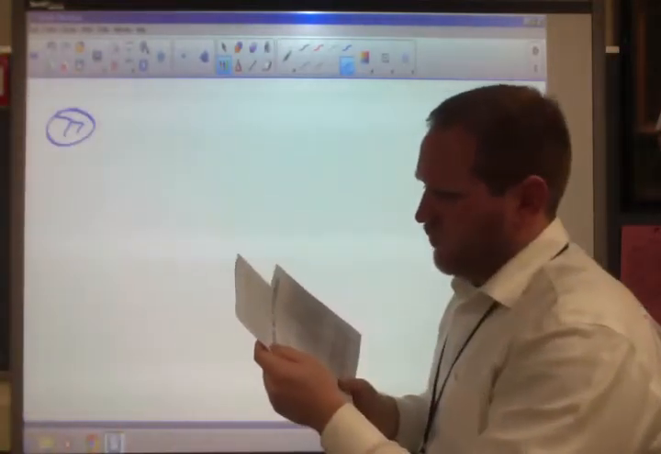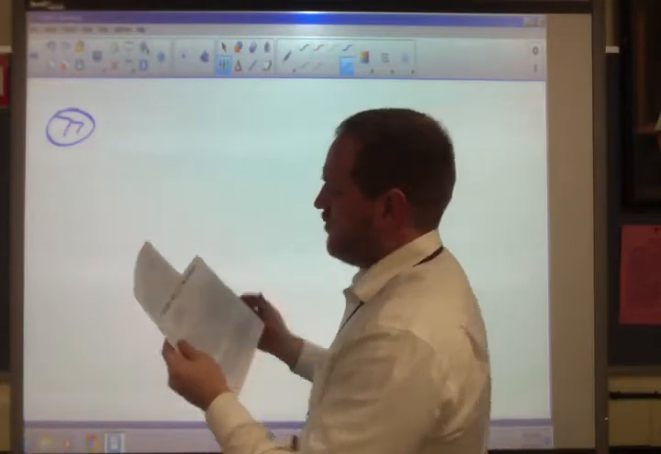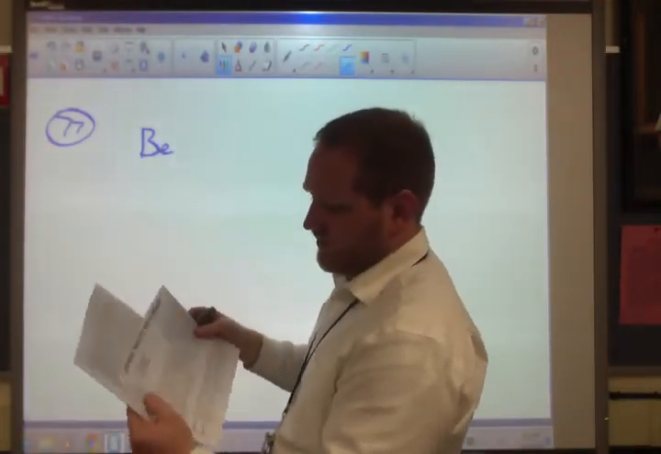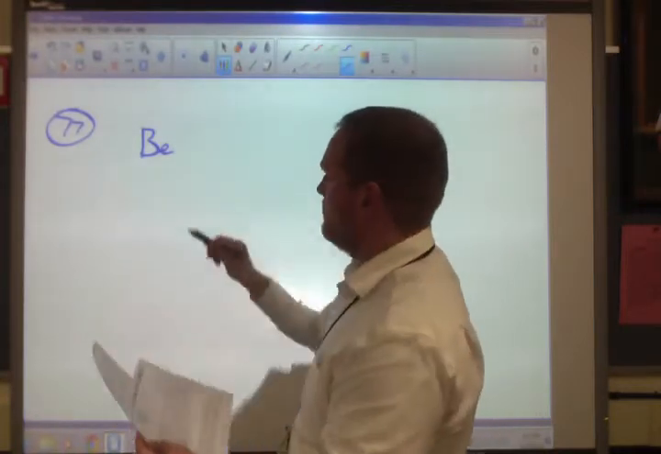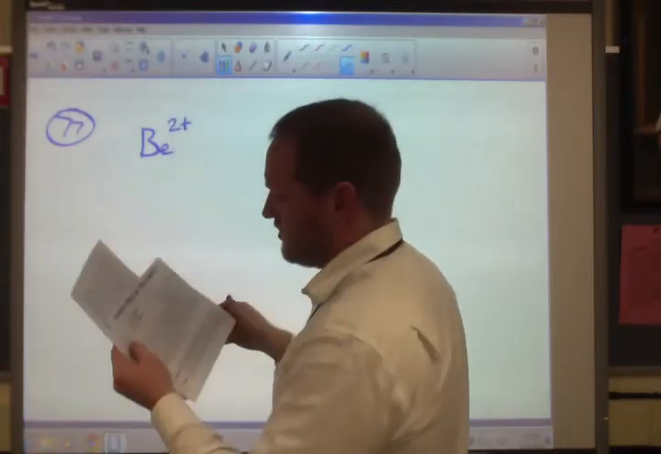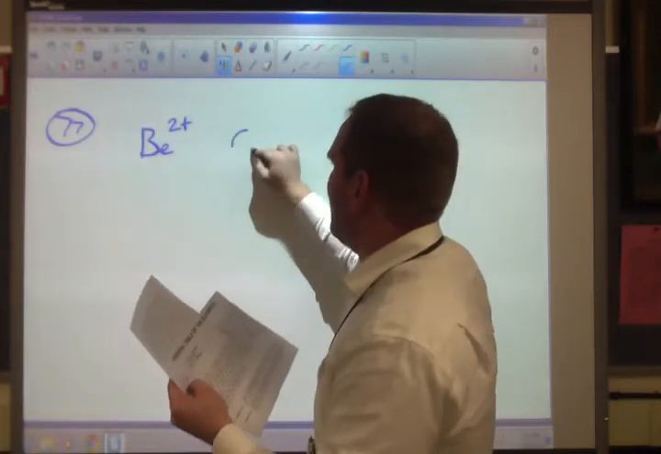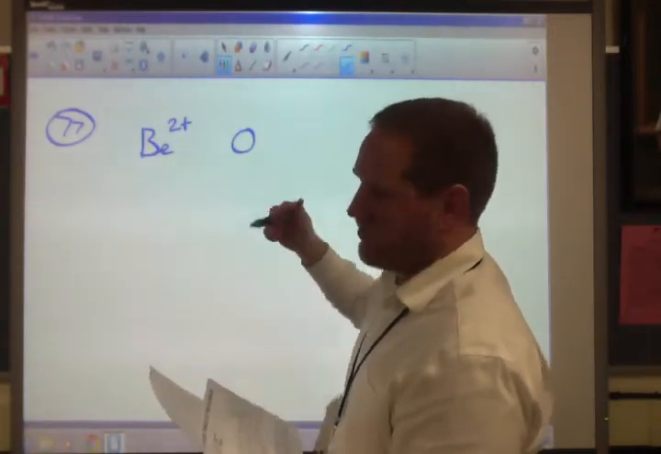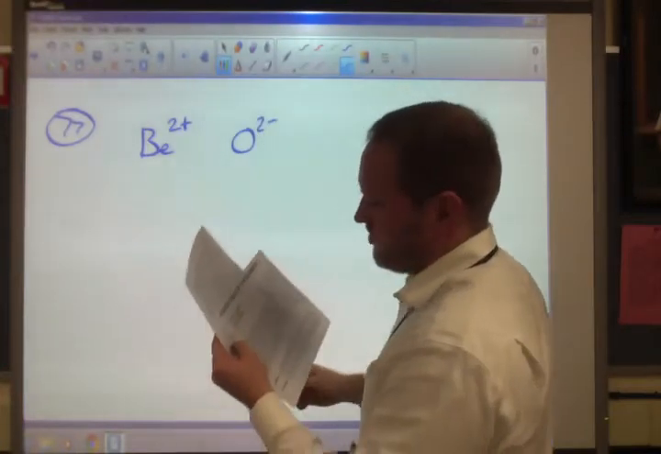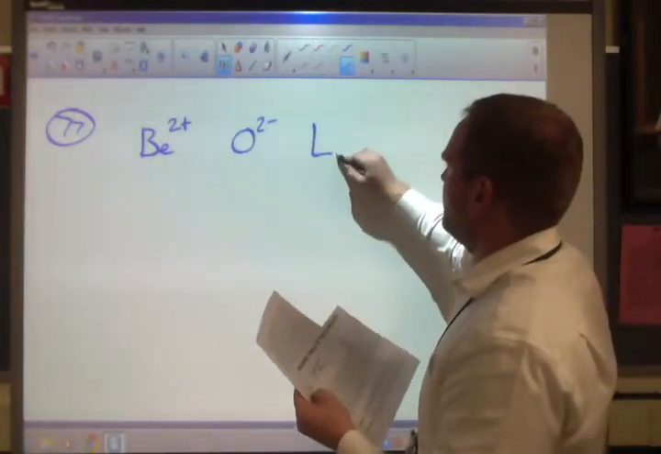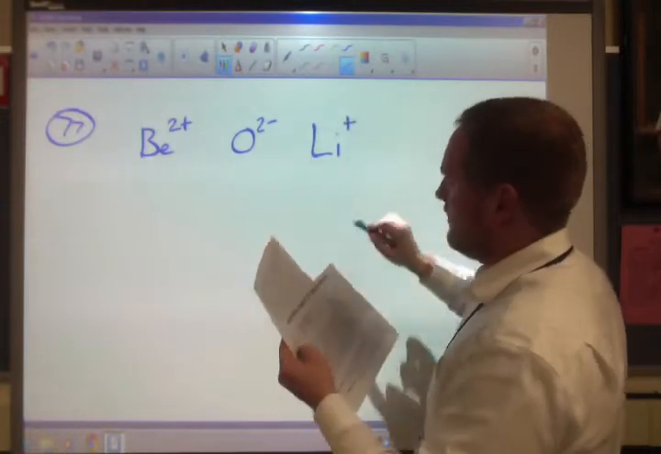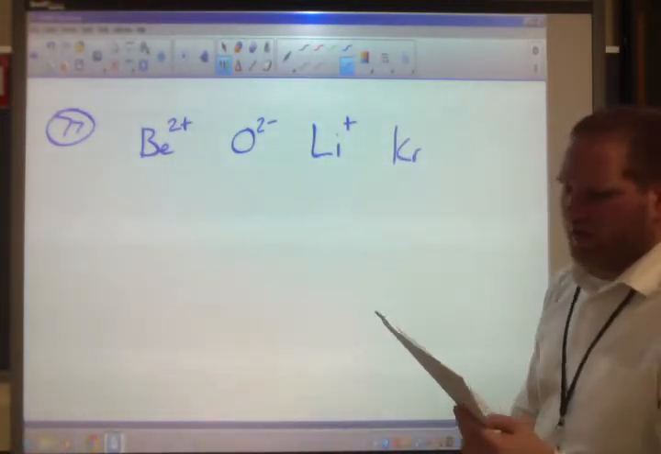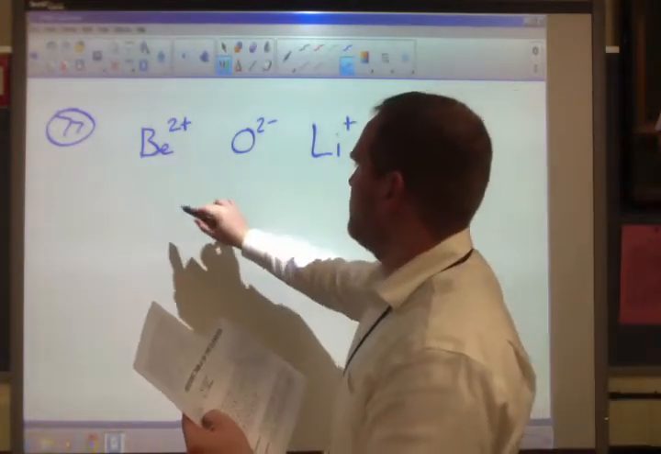77. Which ions do the following elements form? Beryllium has 2 valence electrons because it's in group 2A, it wants to lose both, so therefore, beryllium 2 plus. Oxygen has 6 valence electrons. It wants to gain 2 negative electrons, thus becoming a 2 minus charge. Lithium has 1 valence electron. It wants to lose that, forming Li plus. Krypton, trick question, it will not form an ion. It is done. It is a noble gas.